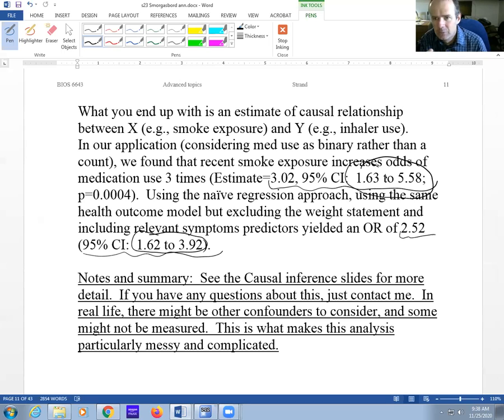But that is a really good point. I'm aware that the confidence interval is wider for this marginal structural model approach. And hopefully we can get more data in the future to get a more precise estimate.